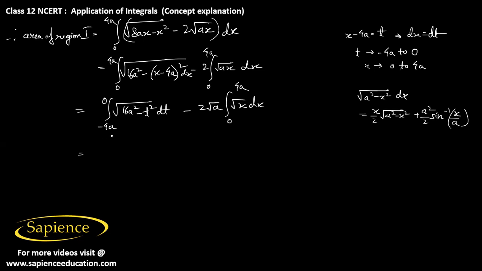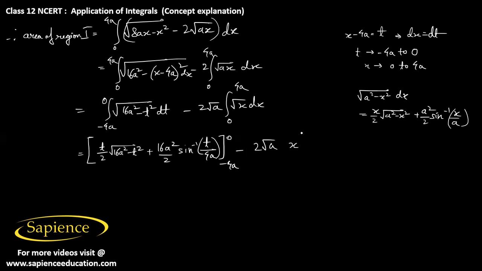So this will be equal to t by 2 into square root of 16a² minus t², then plus 16a² by 2 sine inverse t by a, and that is 4a, going from minus 4a to 0. Then minus 2 root a, this will be x to the power half plus 1, means 3 by 2 by 3 by 2, and that is going from 0 to 4a.